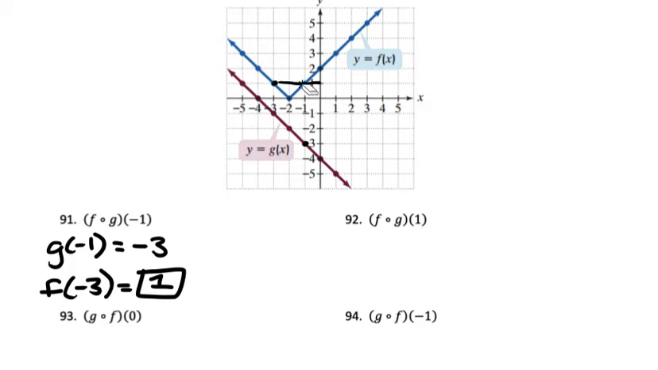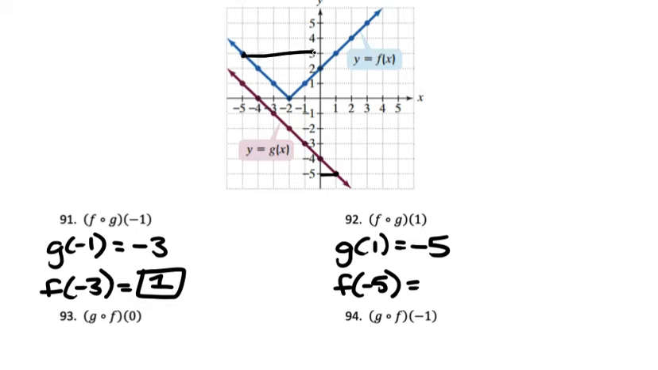So now let's do number 92. f of g of 1. So we start with g of 1. So when x is 1, that's right here, g, the y coordinate there is negative 5. So now I'm going to plug negative 5 in for x into f. So I find negative 5 on the x-axis, find the function f, that's right here, the y coordinate there is 3. So my answer is 3.